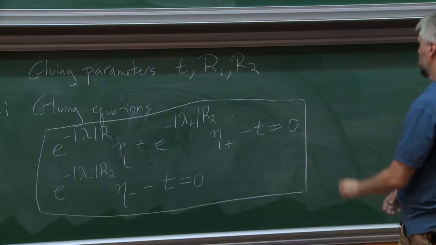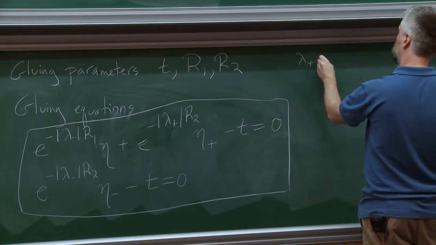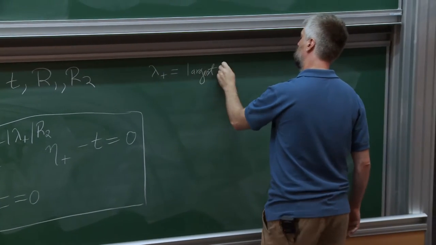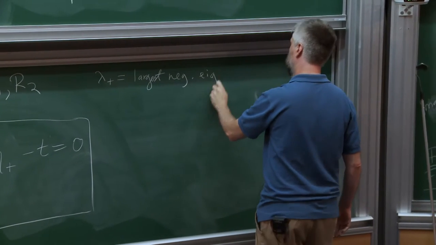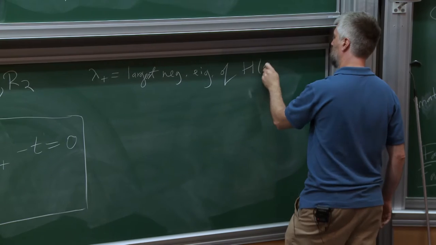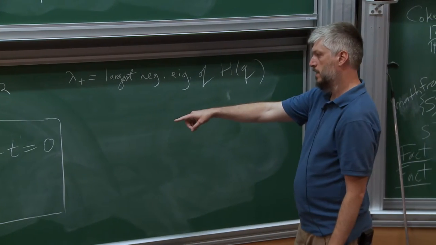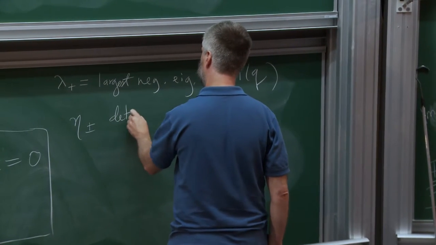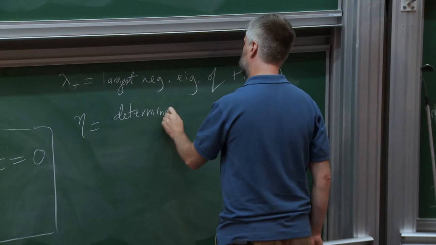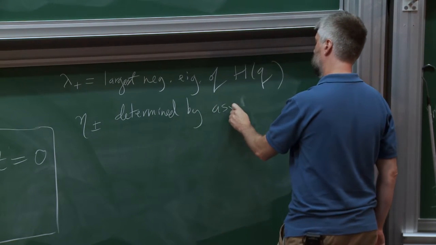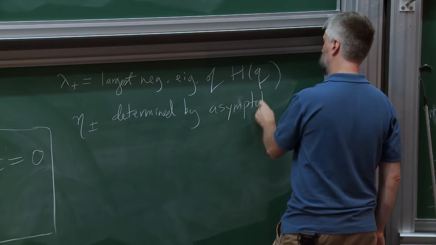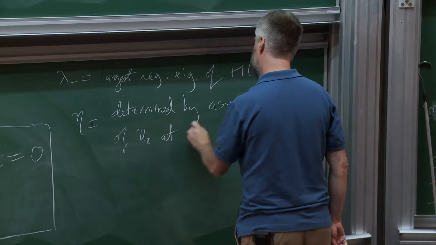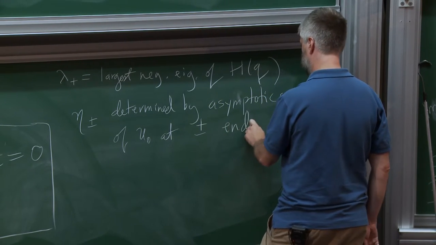So what's lambda plus? Lambda plus is the largest negative eigenvalue of the Hessian at Q. And eta plus or minus are determined by asymptotics of U0 at the positive and negative ends of U0.